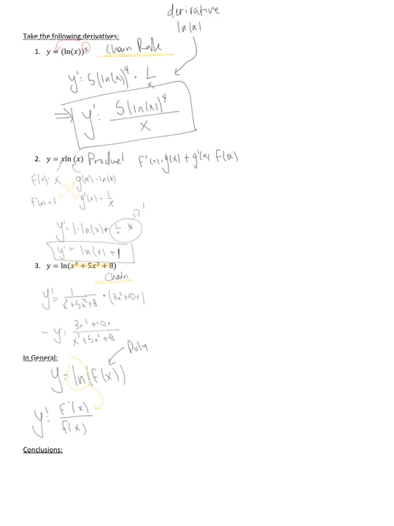I don't have much of a conclusion other than this generalization here. Y prime will be f prime of x divided by f of x. Also remembering that if I have y is equal to the natural log of x, the derivative y prime is 1 over x. That's kind of the whole key idea to this section.